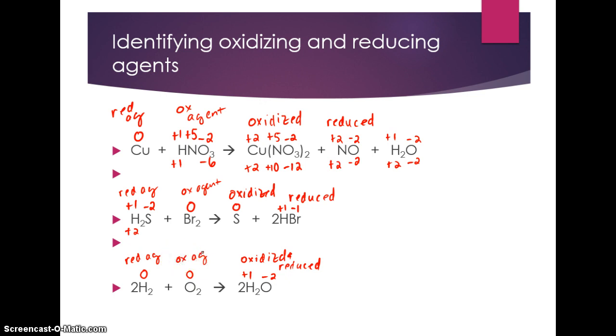So unlike acids and bases where they can't be in the same one, oxidizing and reducing agents can be in the same one. So you want to make sure you have a good understanding of this, because then we're going to take this to learn how to balance redox reactions.